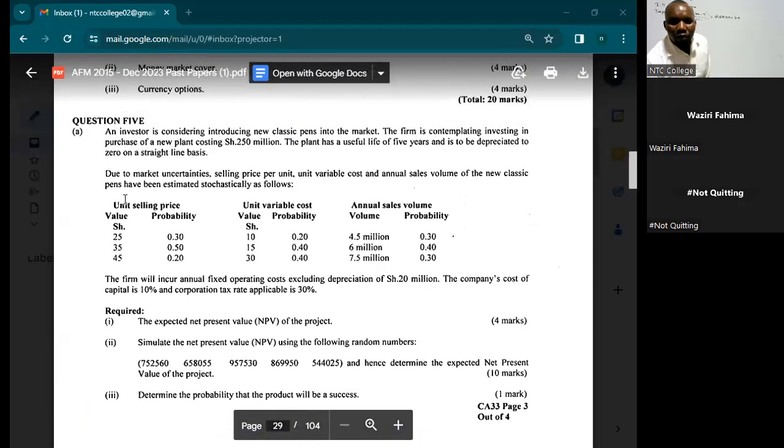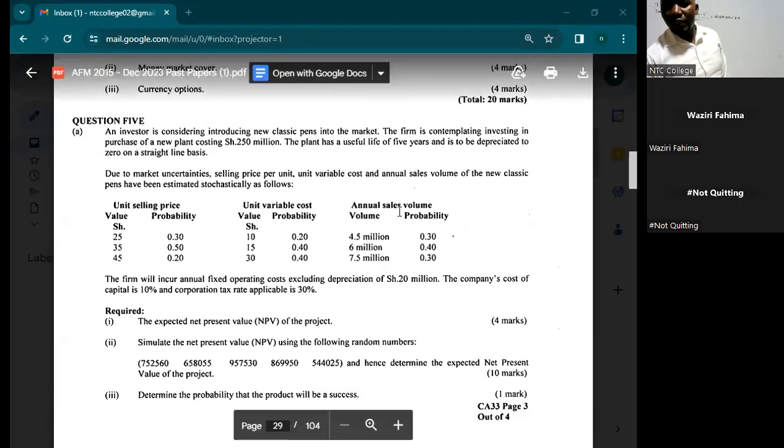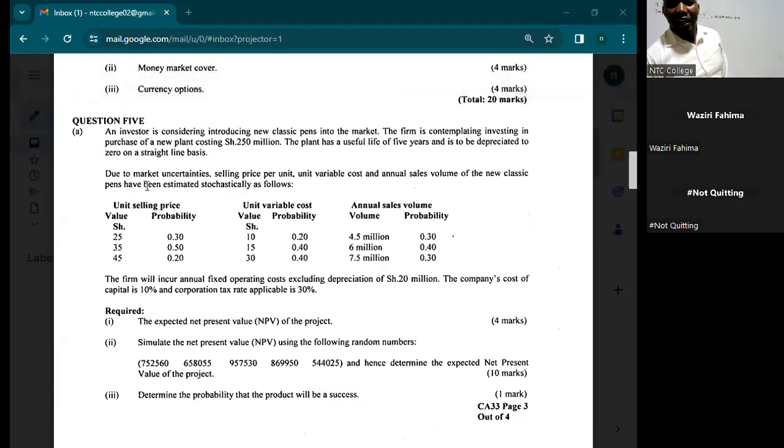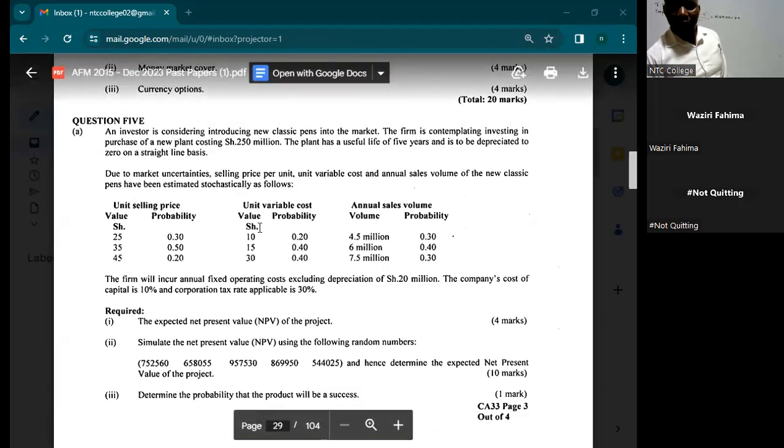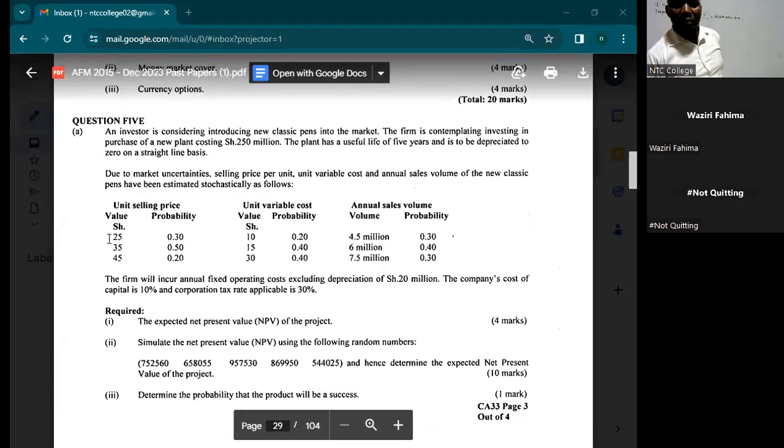It says that due to market uncertainties, selling price per unit, variable cost, and annual sales volume of the new classic pens have been estimated stochastically as follows. The unit price is given, unit variable cost is given, annual sales volumes are given. So this is what is expected. There is a probability that the price can be 25 shillings, a probability of 35%, and then 35 shillings and 45 shillings. So if you want to know the cost that we're using here, you get the expected price.